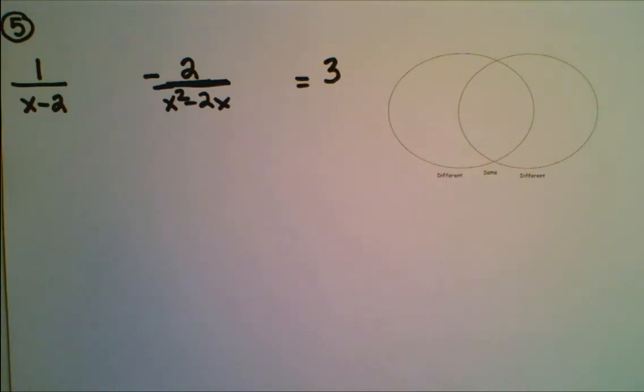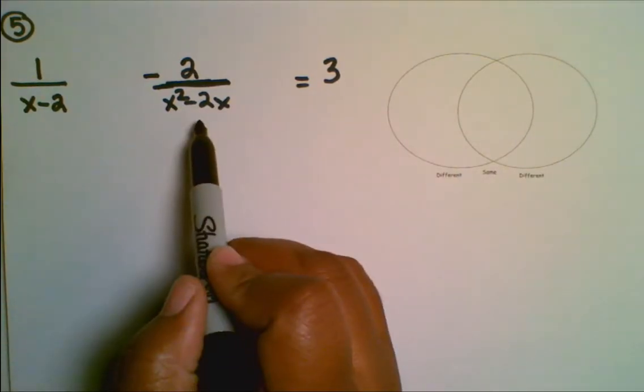Number 5, we have 1 over x minus 2, all over x squared minus 2x, is equal to 3. So we want to solve for x. In doing so, we need to find the LCD so we can eliminate the denominators.